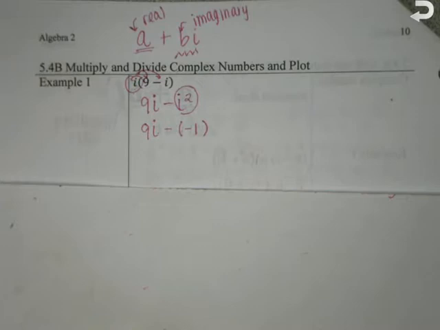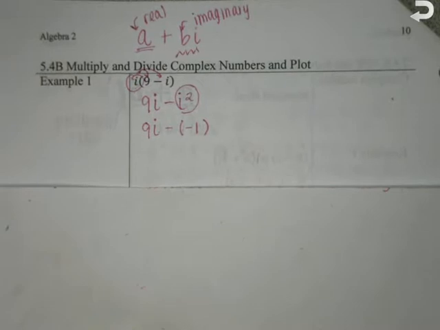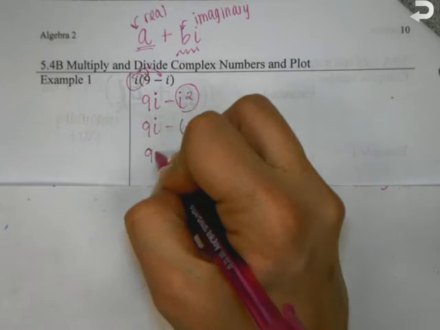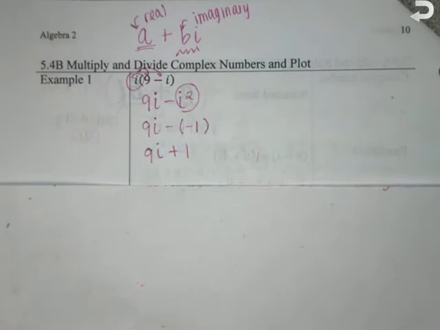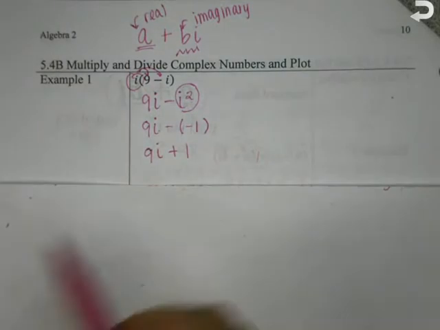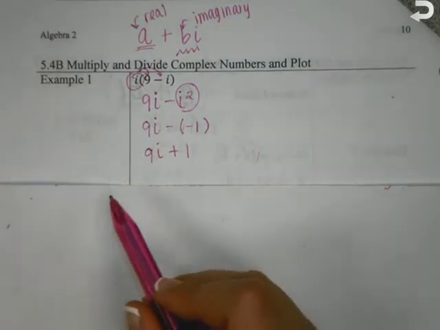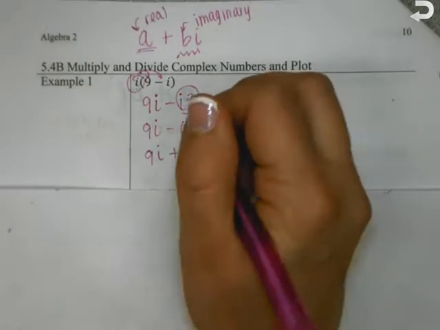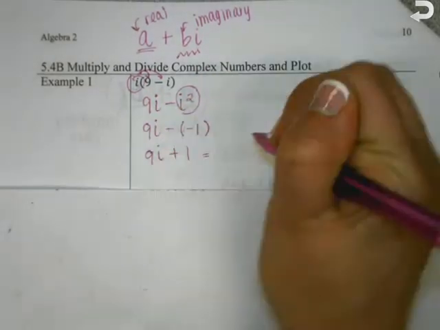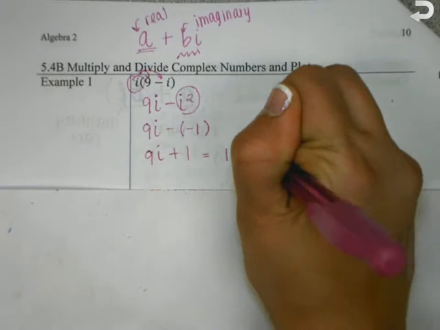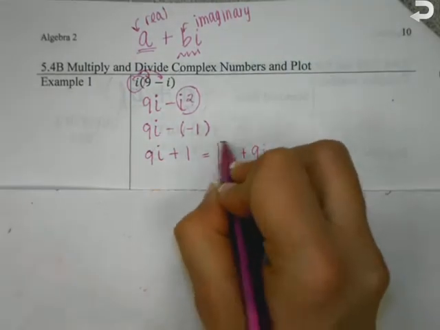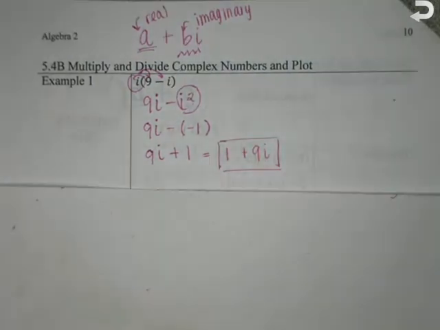And what happens when I have minus a negative? It all becomes positive. So this is 9i plus 1. Now, is this in the correct order that complex numbers should be? No. So we're going to take that 1 and put it in front. So this is going to be equal to 1 plus 9i. And that's your answer. Not too bad? It's everything we already know. We're just attaching i's to it now. Any questions so far?